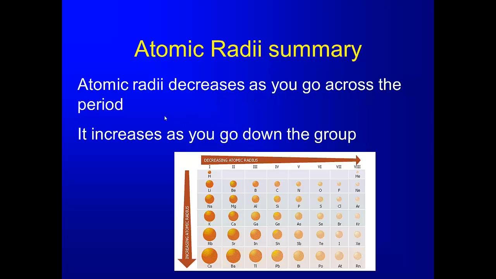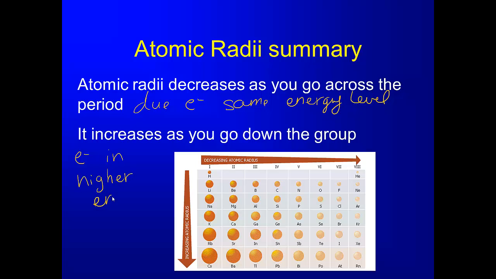It decreases as you go across the period due to electrons in the same energy level. So add also the reason. Okay, it increases as you go down a group because the electrons are in higher energy levels. So it's the trend, but it's also the reason why we see the trends. Okay, that's the atomic radius.